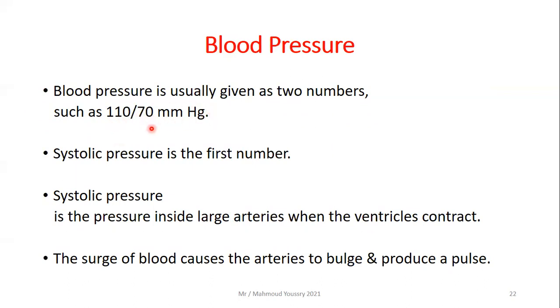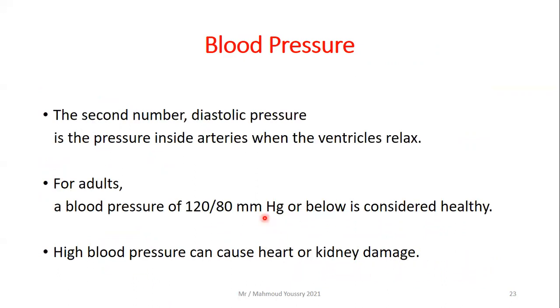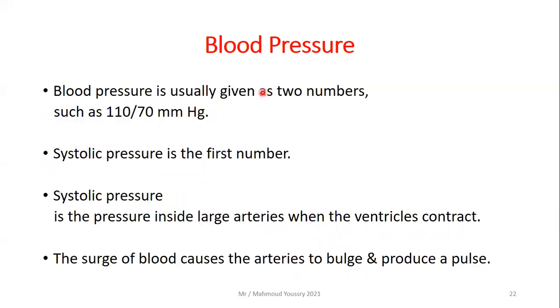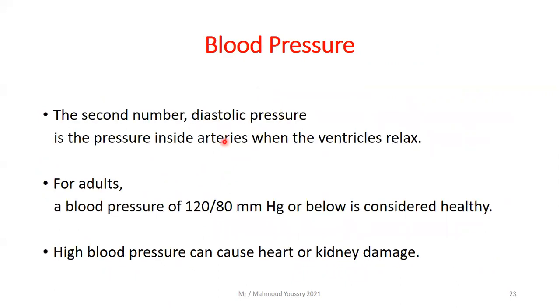What do these numbers represent? Systolic pressure is the first number, the high number. This is the pressure inside large arteries when the ventricles contract. The surge of blood causes the arteries to bulge and produce a pulse. The second number, like the 70, is called diastolic pressure. This is the pressure inside arteries when the ventricles relax.